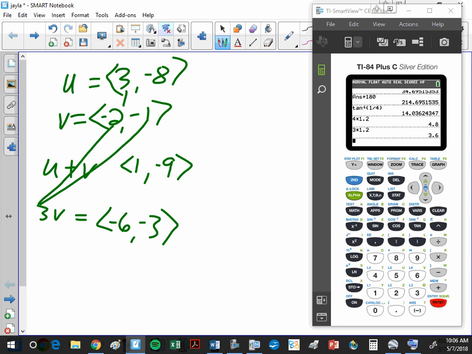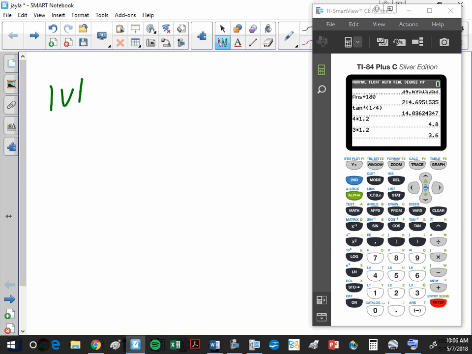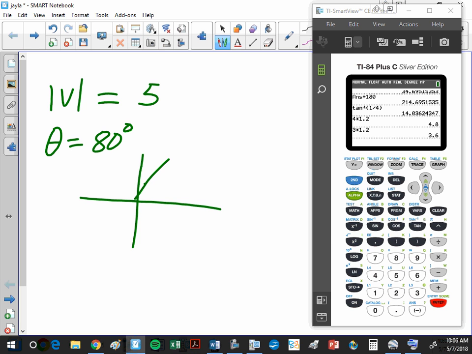And now find the vector given its magnitude and direction angle. So if I said the magnitude of v is 5, and my direction, what does it label? Just say theta? Theta. Okay. Theta equals 80 degrees. What is the vector? So we're in quadrant 1. Okay, this is 80, and this is 5. I need to figure out what the x and the y values of that vector are. How would you do that?